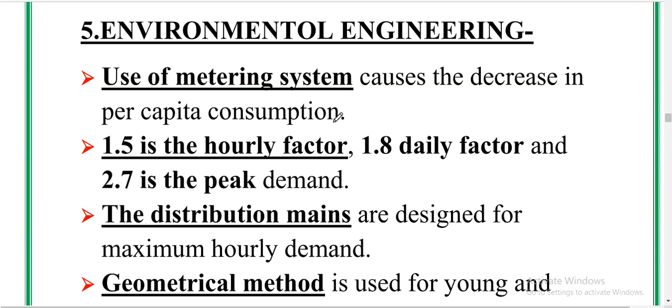So use of metering system causes the decrease of the per capita consumption. Okay. So কেতিয়াবা সুধিব পাৰে metering system use কৰিলে কি হ'ব, per capita consumption to কমি যাব obviously.